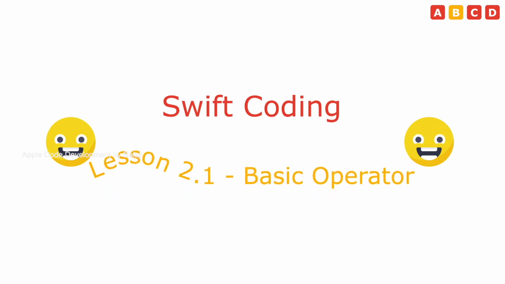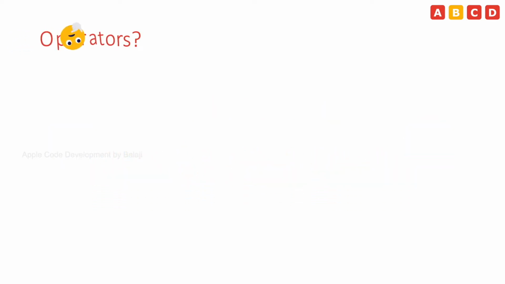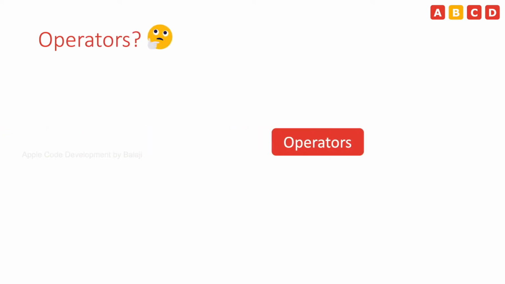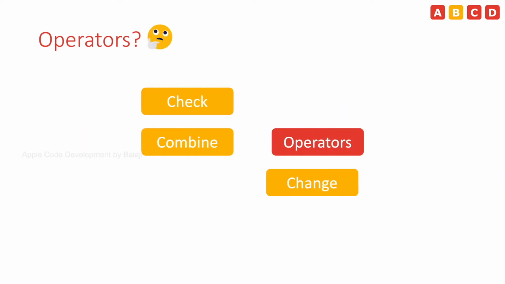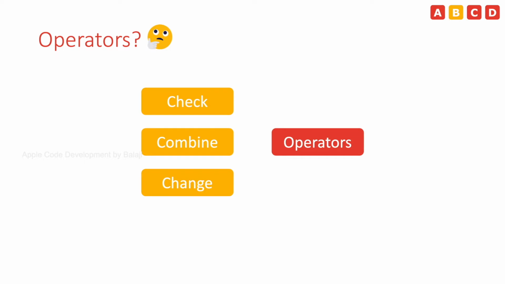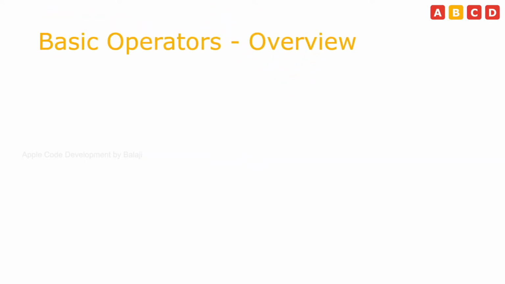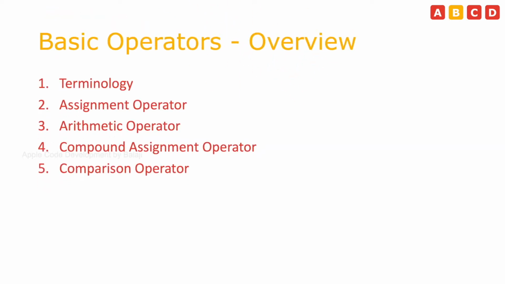This is lesson 2, Basic Operators, part 1. The operators are special characters that are used to check, combine and change values of the property. In part 1, we will cover the below listed basic operators.